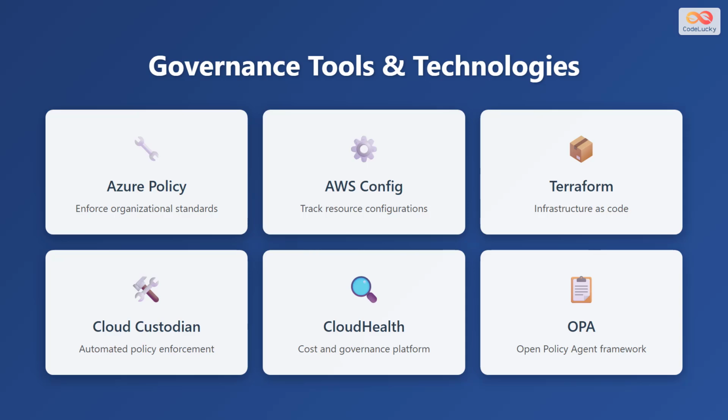Cloud Custodian provides automated policy enforcement across multiple cloud providers using simple YAML rules. CloudHealth offers a comprehensive cost and governance platform with analytics and optimization recommendations. Open Policy Agent, or OPA, is an open-source policy engine that provides a unified framework for policy enforcement across your entire stack. The right combination of tools depends on your cloud providers, technical requirements, and organizational needs.